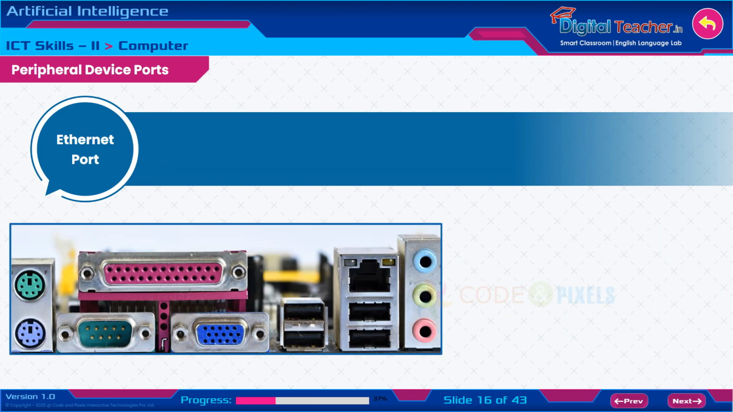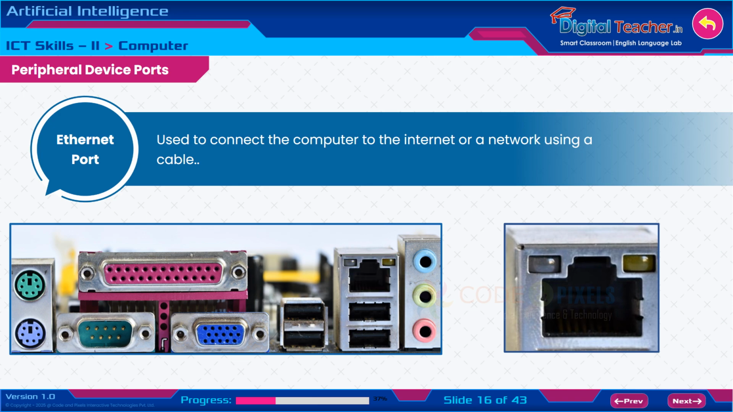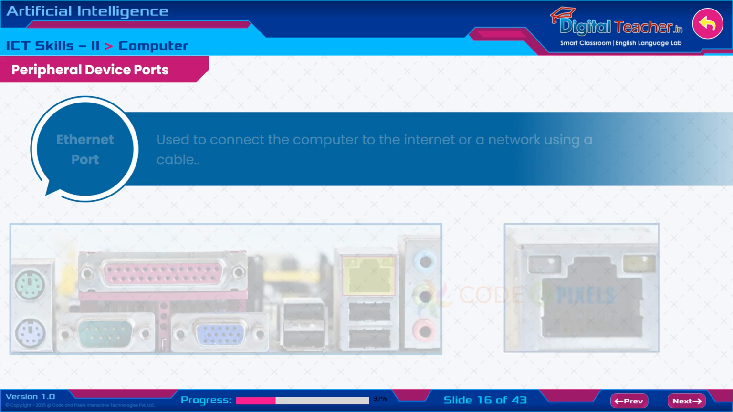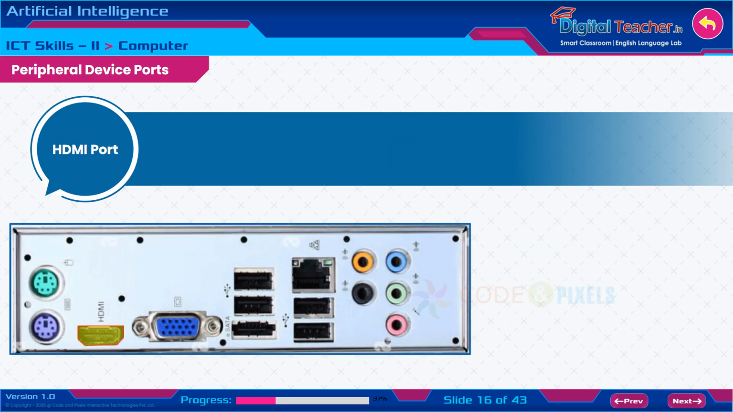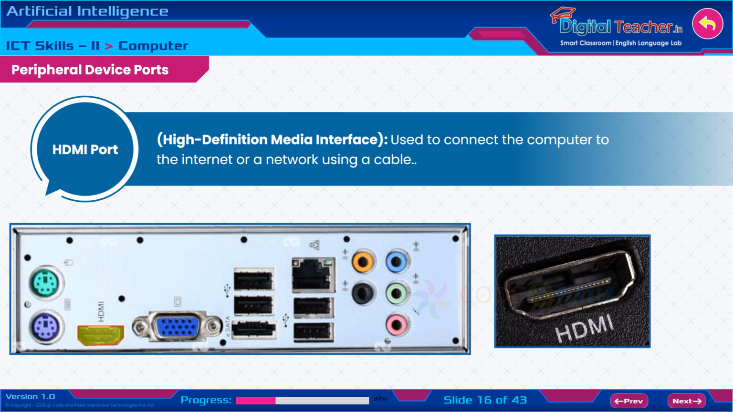Ethernet port. Used to connect the computer to the internet or a network using a cable. HDMI port, High Definition Media Interface. Used to send high quality video and sound to devices like TVs, monitors, and projectors.